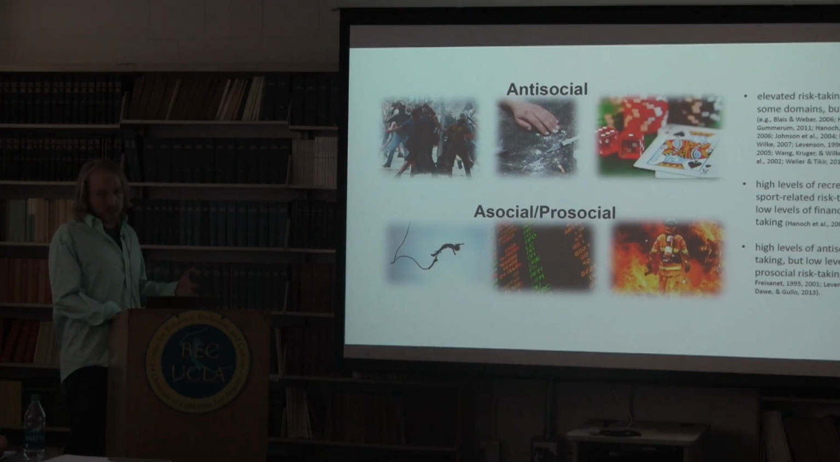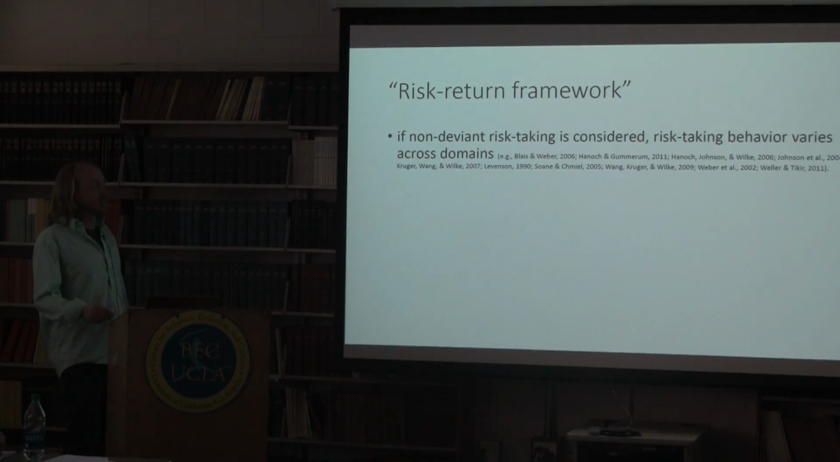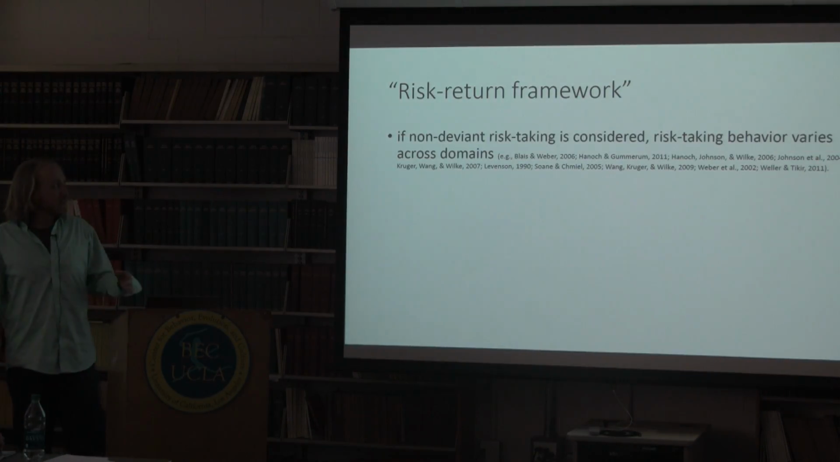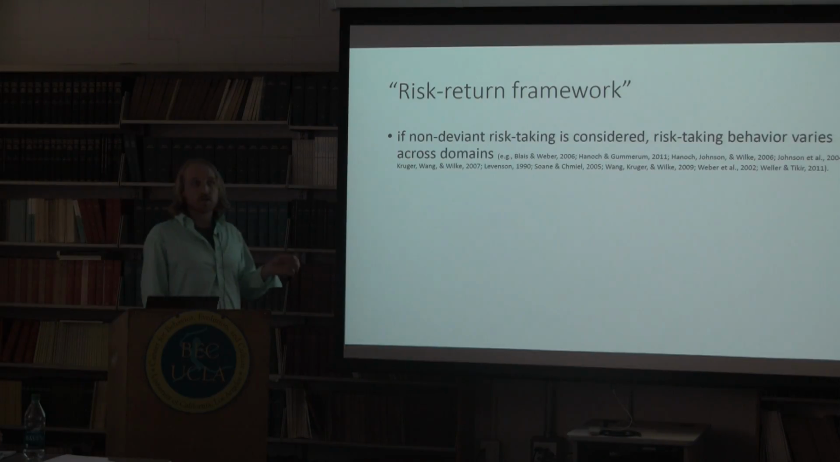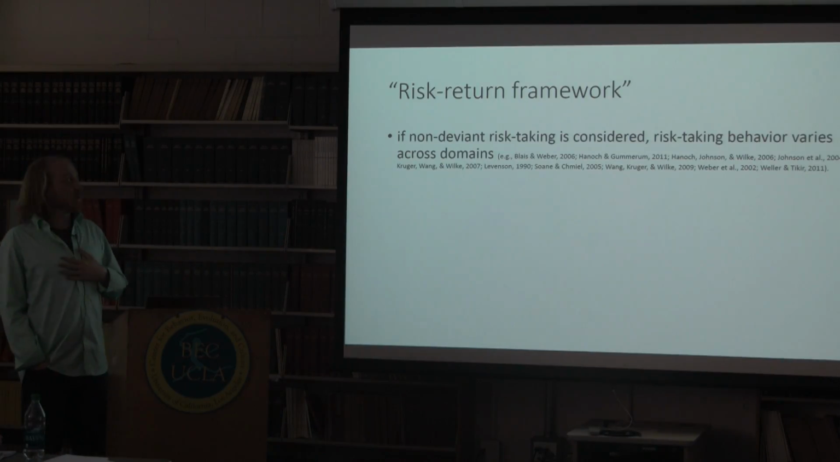So recognizing that, if you start to consider non-deviant forms, risk-taking behavior does seem to vary. And so then there's this emerging thing, this risk-return framework. It starts to sound a little bit more like functional thinking, like evolutionary-minded people would.